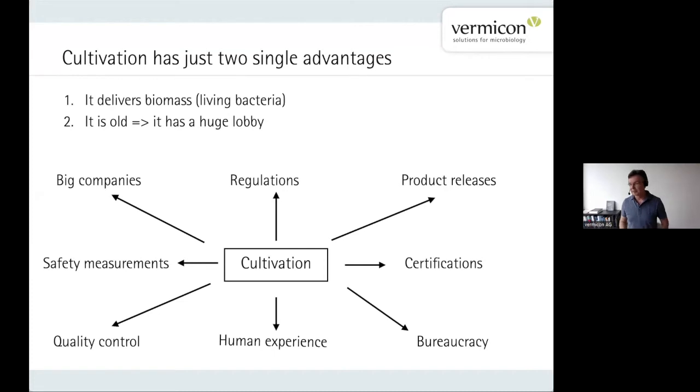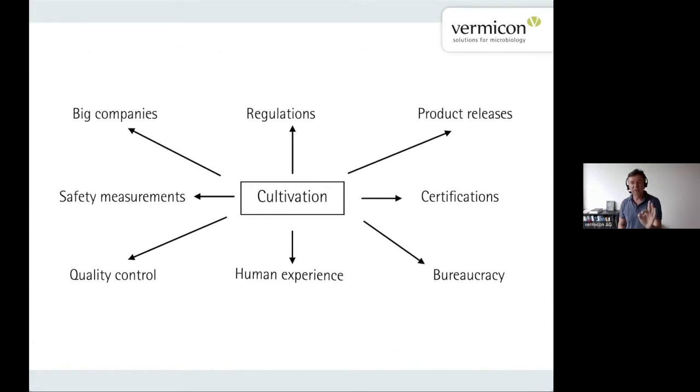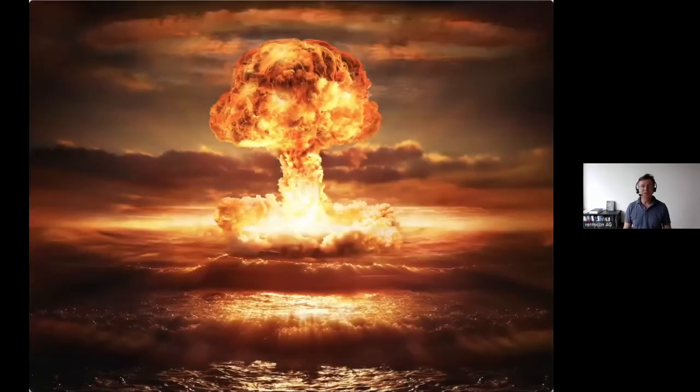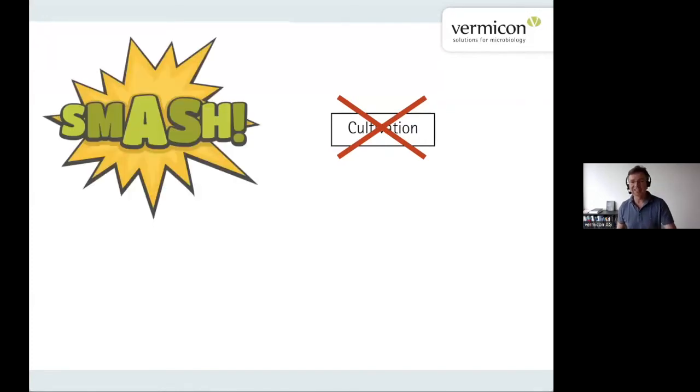I had several letters with Berlin explaining the disadvantage of cultivation. We have people with the experience of cultivation. Yeah, it's always what I've done, and I remember also in the university I've done cultivation. It's cool. We have quality control based on cultivation. We have safety measurements based on cultivation, and this is a huge advantage, because if we would cancel cultivation, this would be like an atomic bomb, a huge explosion. Because if you cancel cultivation, this is a smash.